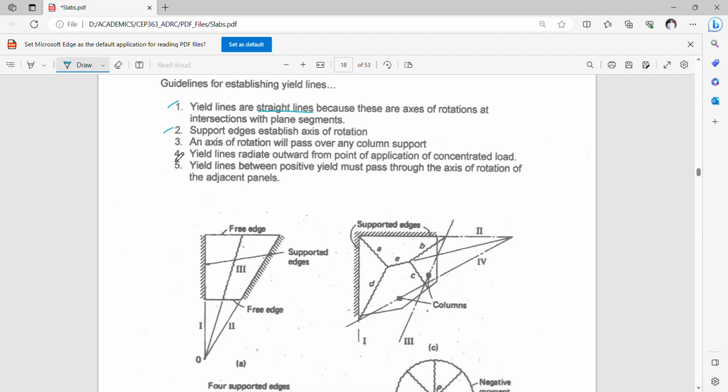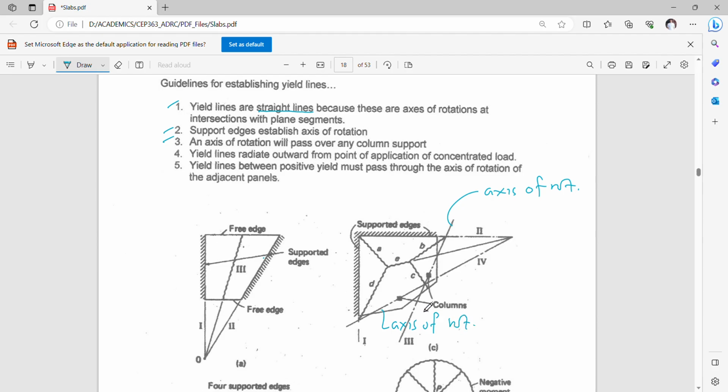So for number three, an axis of rotation will always pass over any column support. So if there's a column support, there must be an axis of rotation, whether it is a yield line or not. So it may or may not be a yield line. Just in this case, these column supports here have an axis of rotation, but they are not yield lines, no? And also this one is an axis of rotation.